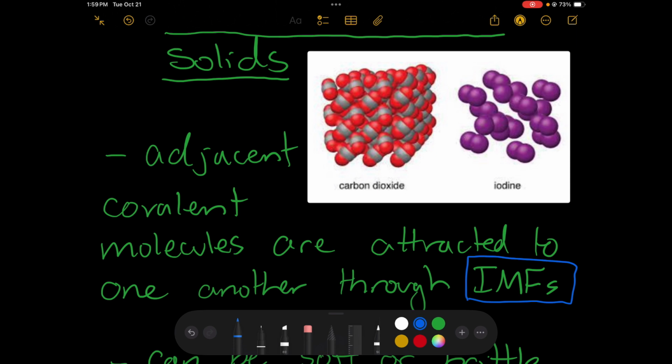So all these little iodines over here, this iodine and the iodine next to it, would be attracted to one another through intermolecular forces, specifically London dispersion forces. Same with this carbon dioxide. That's going to be attracted to another carbon dioxide around it through London dispersion forces, because carbon dioxide is a nonpolar molecule, as is iodine.